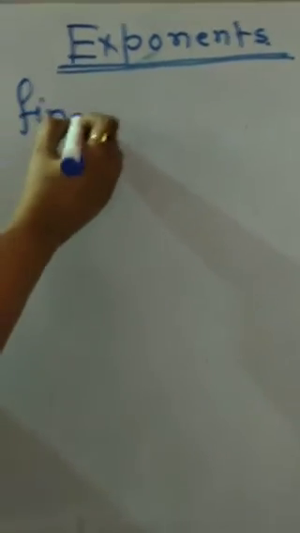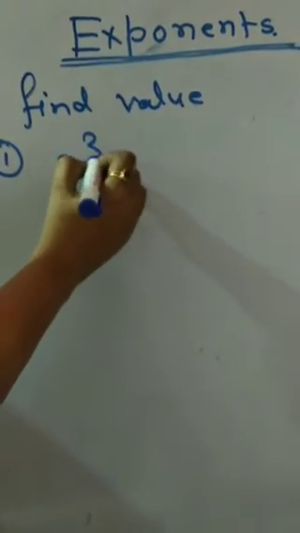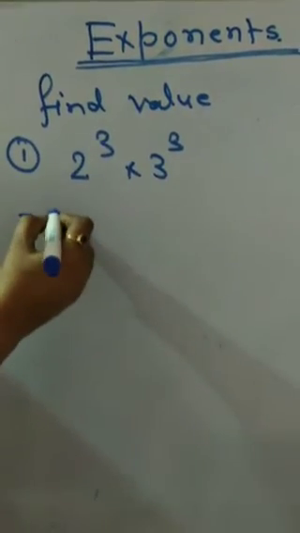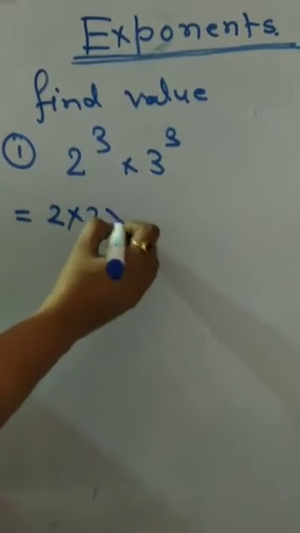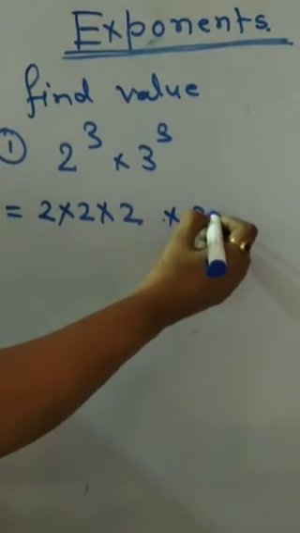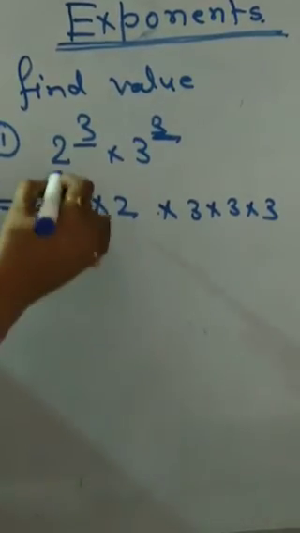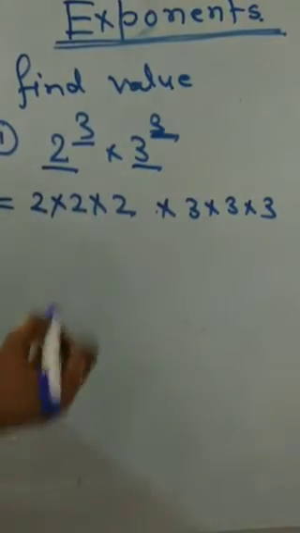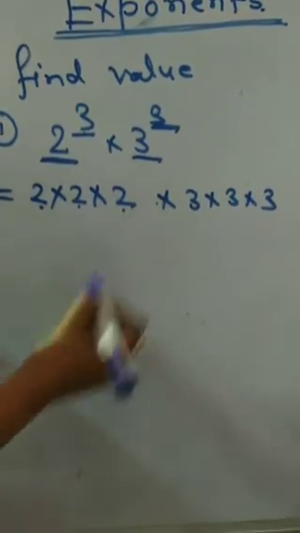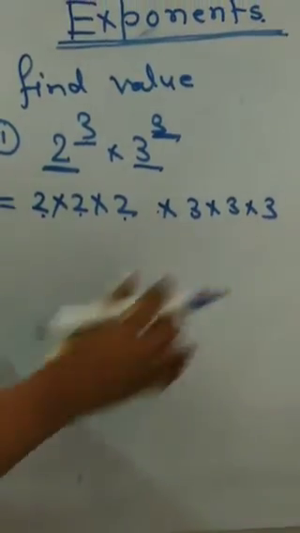Next we have to find the value. First, 2 raised to 3 into 3 raised to 3. Therefore 2 has index 3. In multiplication form, 2 into 2 into 2, 3 times, into 3 into 3 into 3, 3 times. Here the power is 3 and the base is 2, and the base is 3. Therefore 2 has power 3, so 2 into 2 into 2, 3 times. Here it is also 3 into 3 into 3, 3 times. It is the multiplication form.